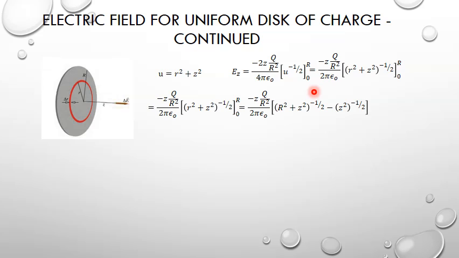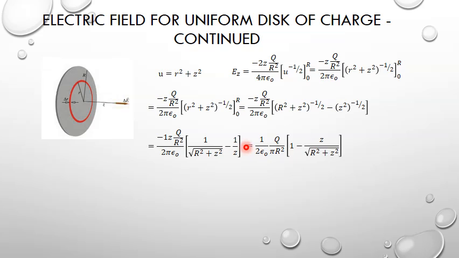Let's evaluate it at its limits. We get this. And let's do some simplification. So I got rid of the exponents and just write it out normally how we would see it with the square roots. And since this is z squared, take the square root of it, it's just z. Let's multiply through by our minus 1z. And if I do that, we get this expression.